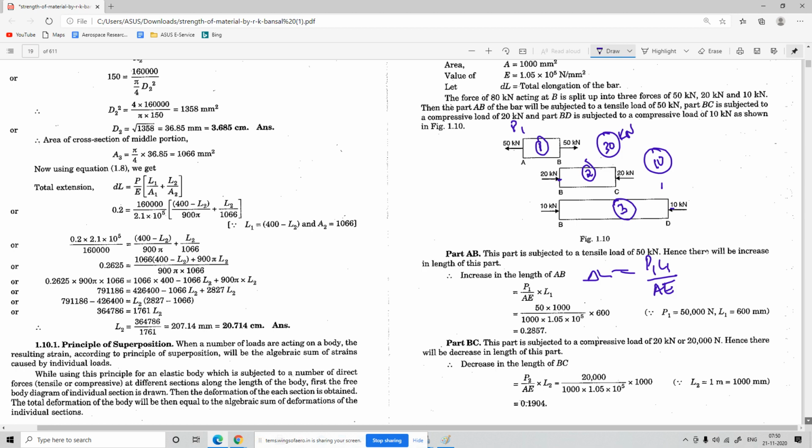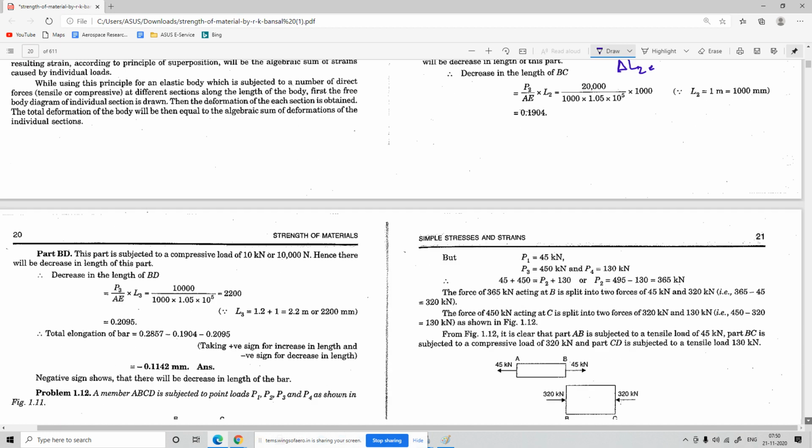This is the formula, right? Area is the same, E is the same, P is different, and L is different. Using that you find the change in length for section AB, then section BC, then section CD. Then you sum up all the changes. Did you get this point?